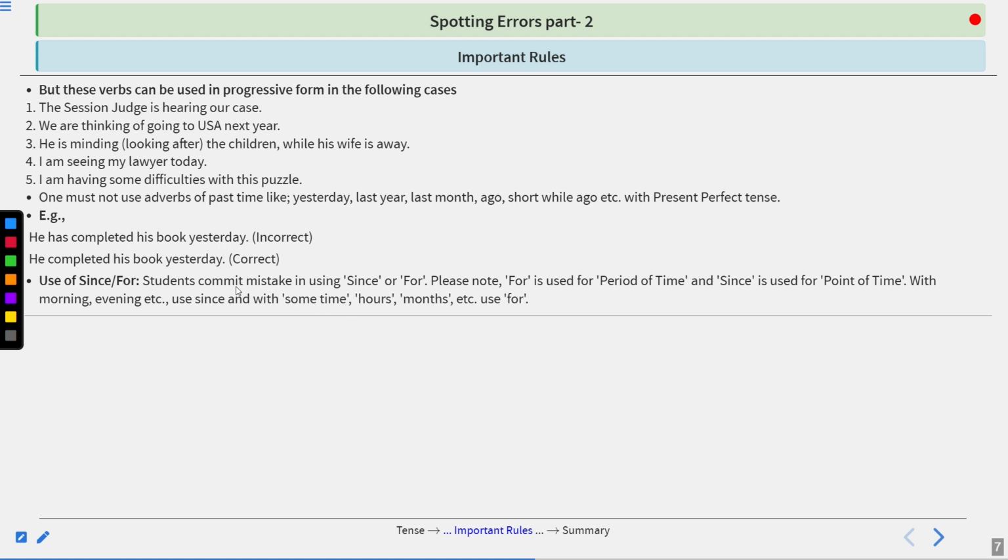There are certain other expressions of time like January, February, childhood. With these expressions we use since, but with 2 minutes, 3 minutes, 2 hours, 3 hours we use for.